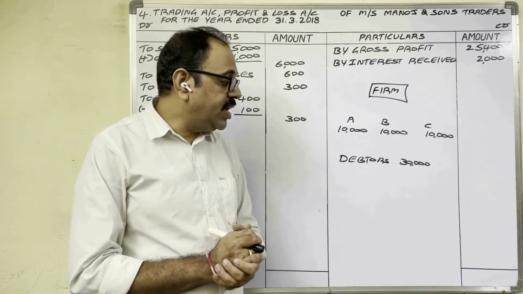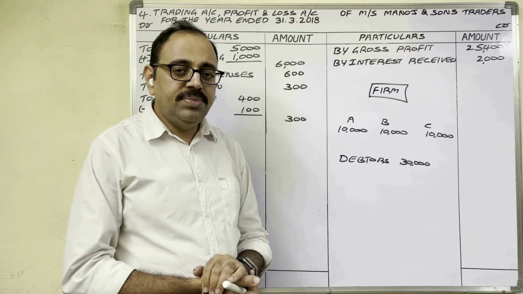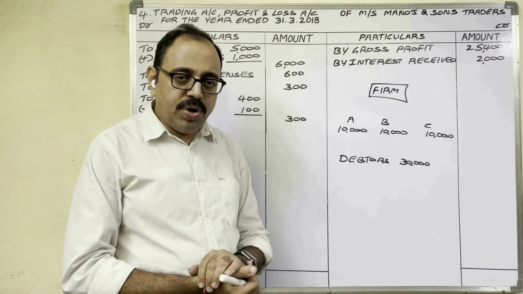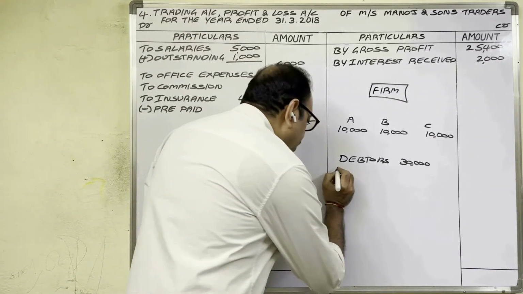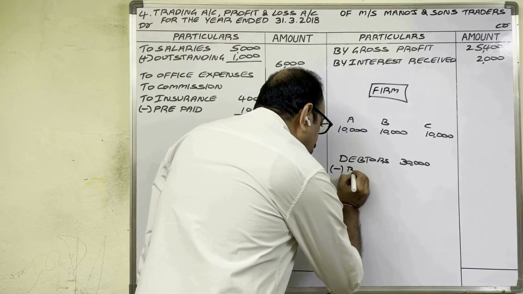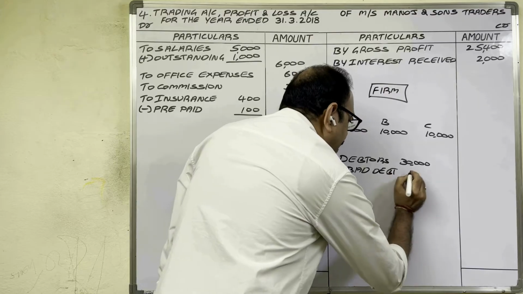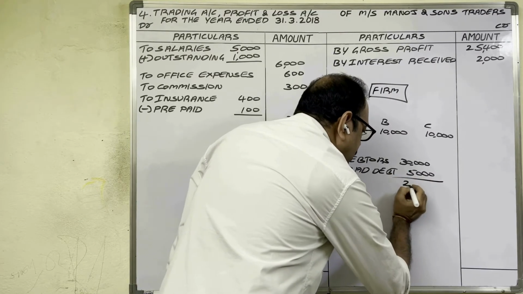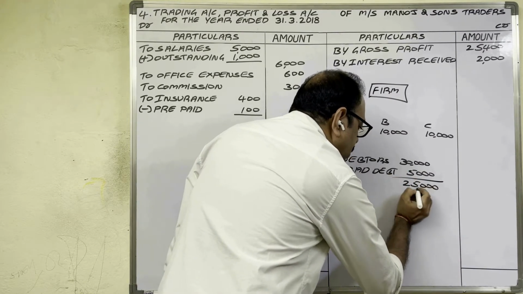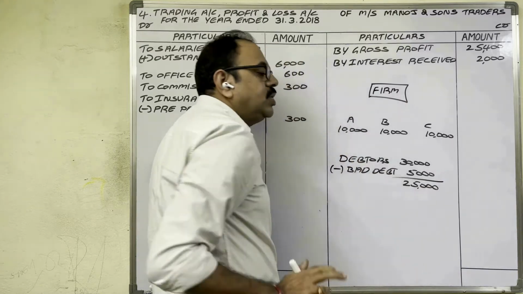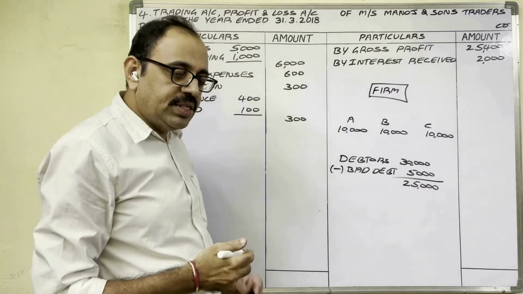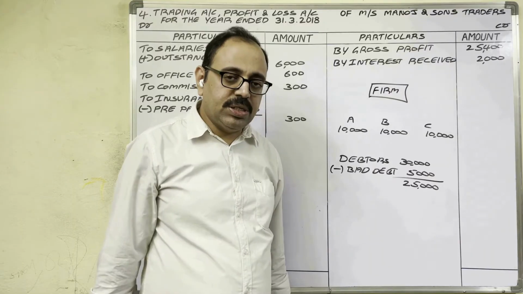Now can we say that we have 30,000 worth asset? No, 5,000 is not going to come. So we should subtract that. That 5,000 is known as bad debts. Debt became bad. Now the debtor amount is 25,000 rupees. 25,000 is going to come. Our asset value is 25,000 rupees.